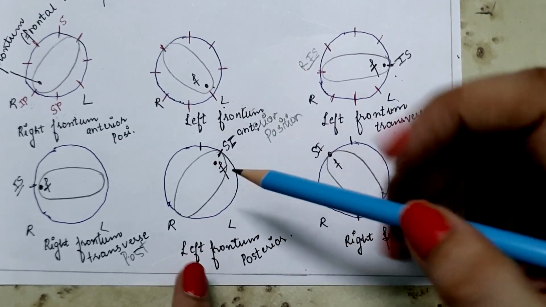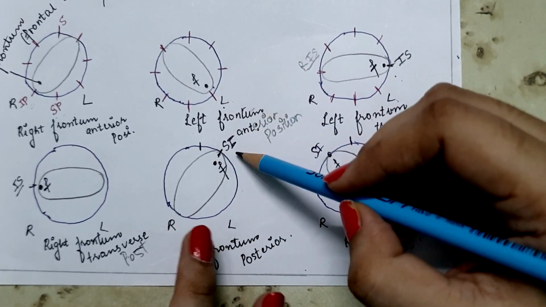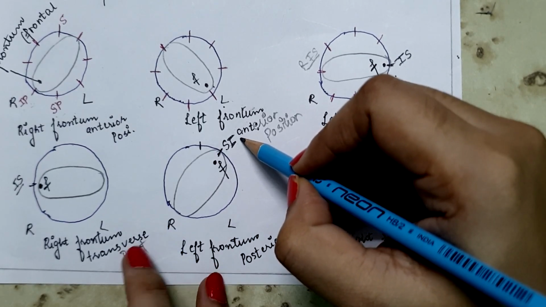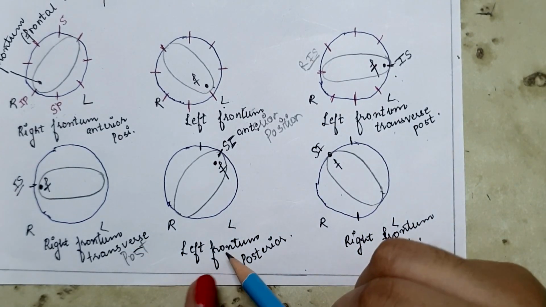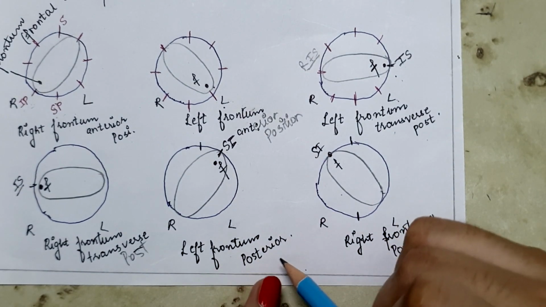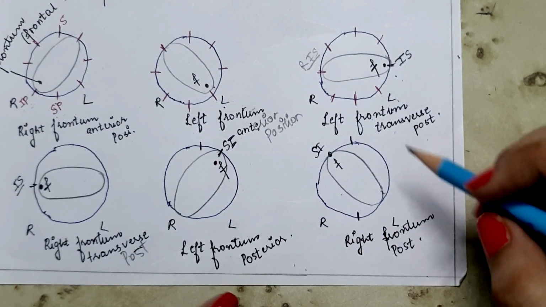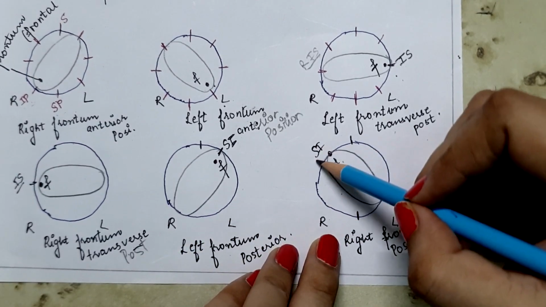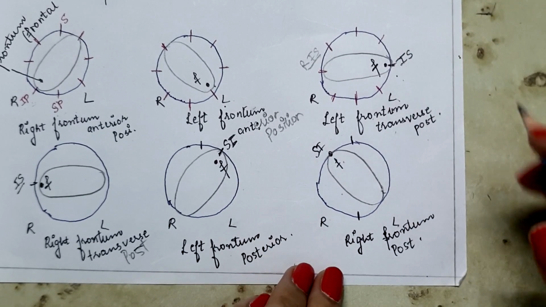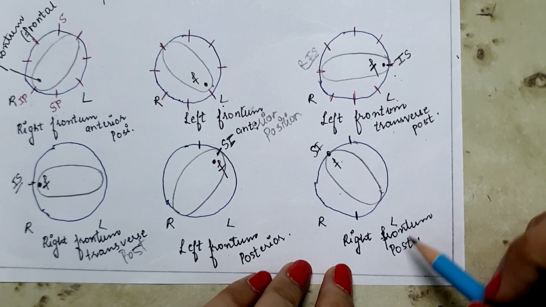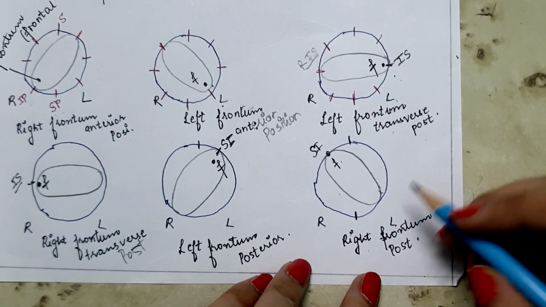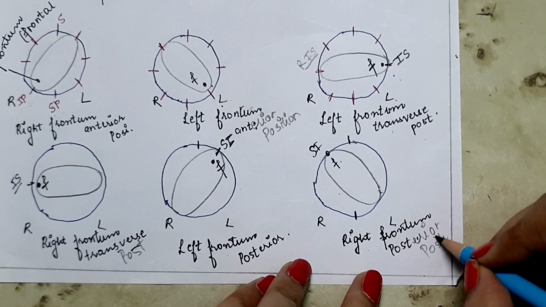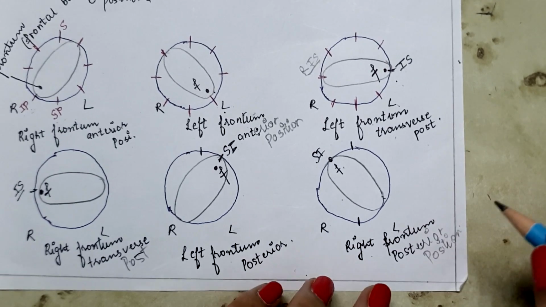Fifth position is, if the frontum lies in relation to the left sacroiliac joint, that is known as left frontum posterior position. And if the frontum lies in relation to the right sacroiliac joint at the posterior side of the pelvis, that is known as right frontum posterior position. So these are the 6 positions of brow presentation.